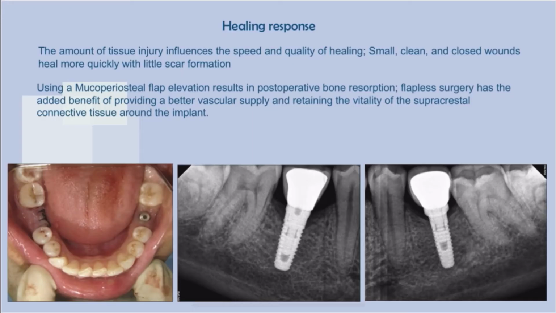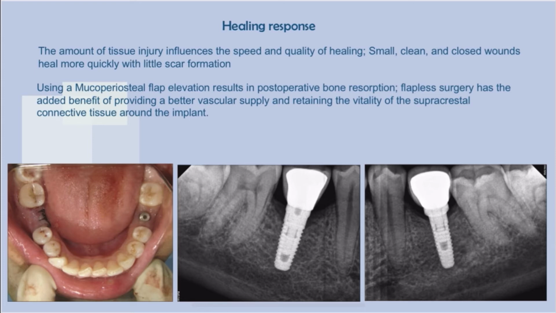The healing response of a peri-implant tissue will vary from that of the natural teeth for its compromised vascular supply. The amount of tissue injury influences the speed and the quality of healing. Of course, a small, clean, and closed wound will heal more quickly with little scar formation. Using a mucoperiosteal elevation will result in a post-operative bone resorption. Perhaps the flapless surgery has an added benefit of providing a better vascular supply and retains the vitality of the supracrestial connective tissue around the implants.